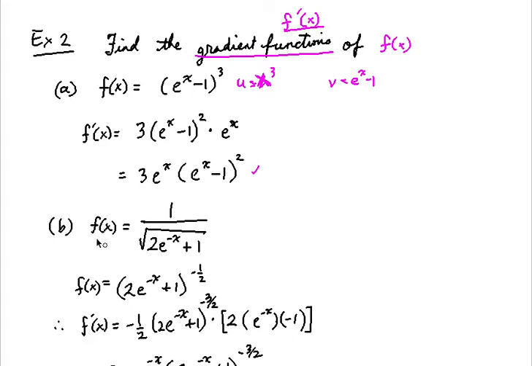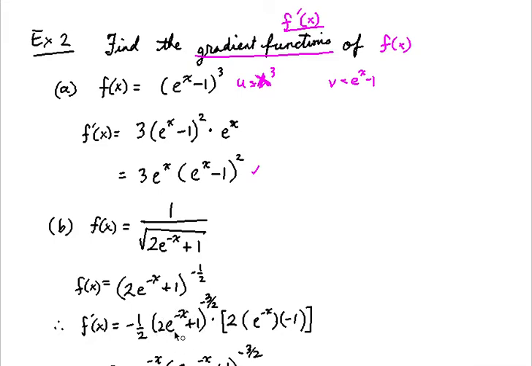For part B, it says f of x is 1 over the square root of 2 e to the minus x plus 1. I can rewrite this as a single power, and then I can apply the chain rule. This is the same problem as this, basically. And I end up with minus 1/2 times the original to the minus 1/2 minus 1, which is minus 3 over 2, times the derivative of the inside.